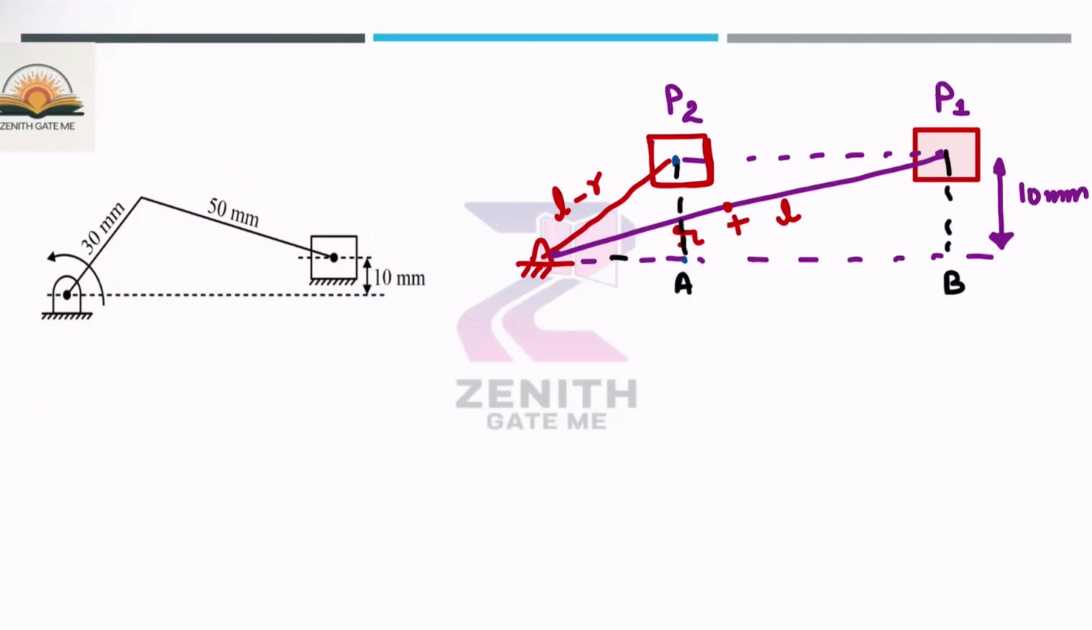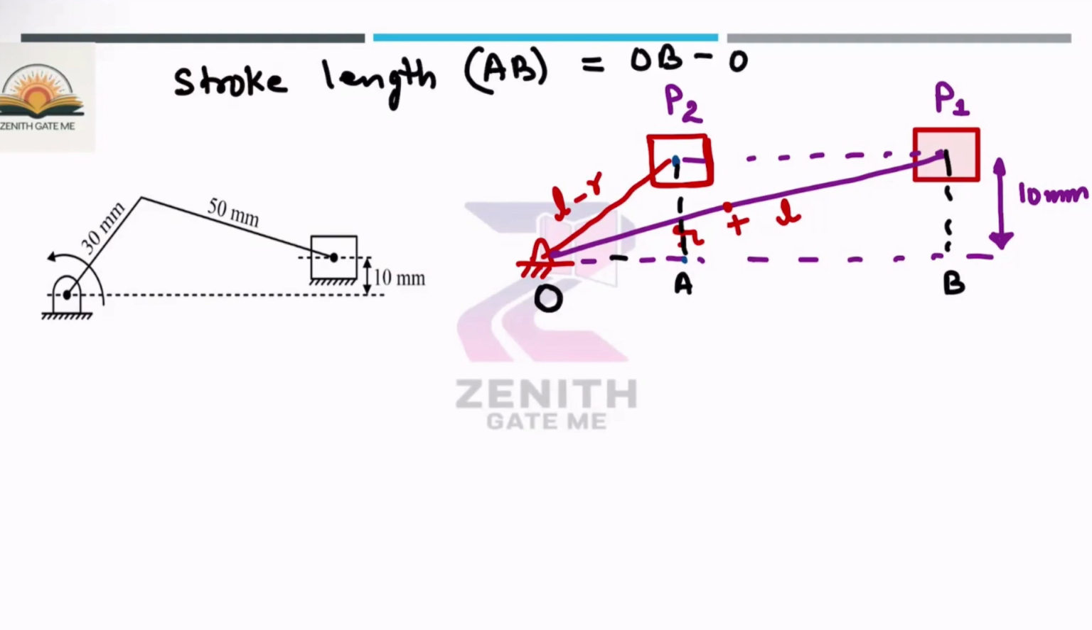So what is the stroke length in this case? The stroke length is very simple. The stroke length is AB only, the distance between the two extreme positions. Suppose this is the O point. So OB minus OA is the stroke length. If you subtract this distance minus this, you will get the stroke length.